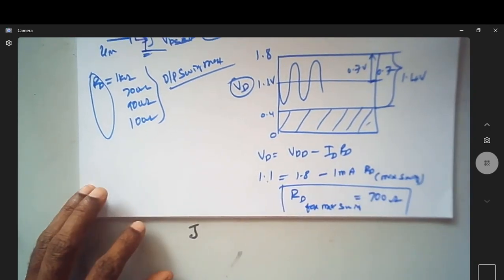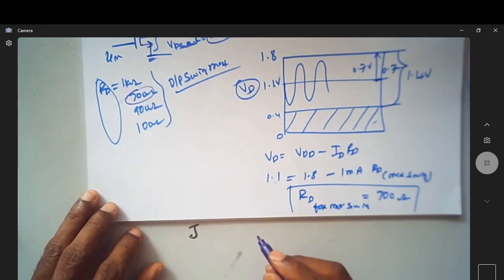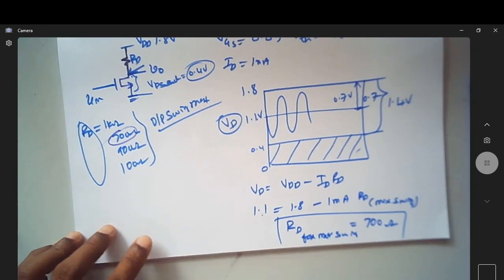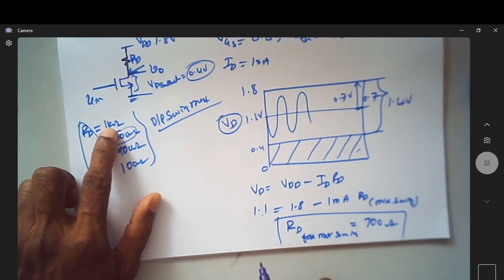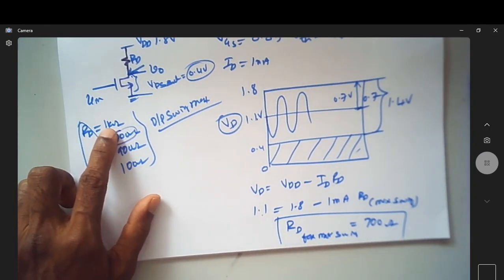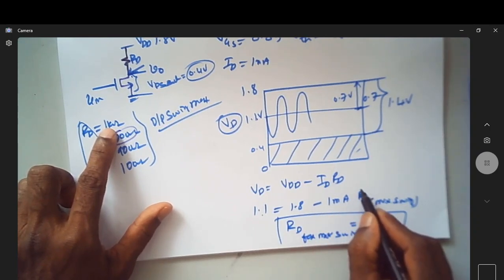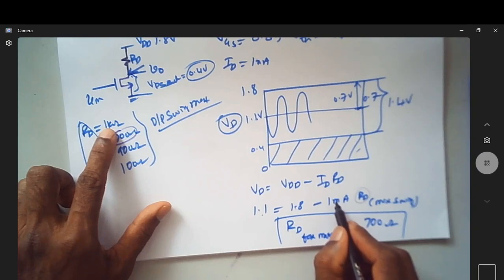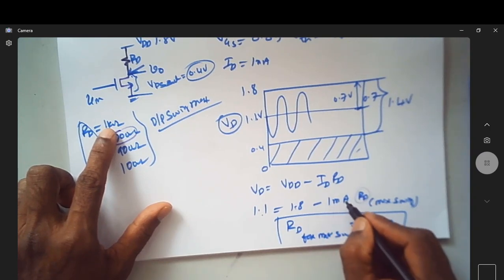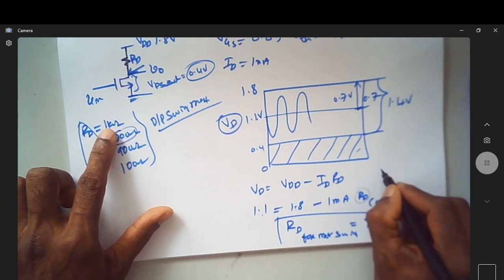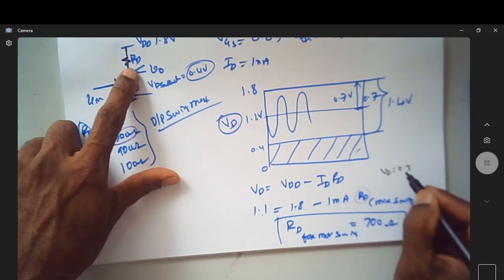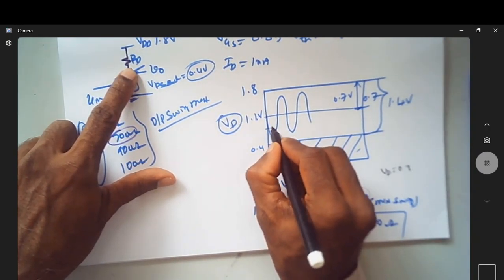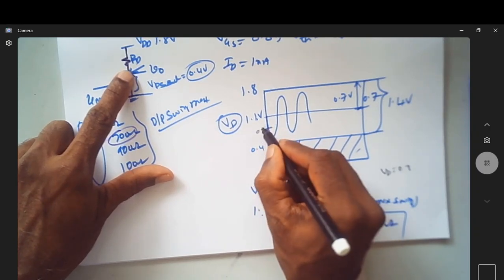So the option is C. You may wonder, what happens if the value of RD is 1K? Can you see, if you substitute this as 1K, out of 1.8, 1 volt is gone? So now how much do you have left? You are left with VD equal to 0.8. So here it is at 0.8. So how much swing do you have?